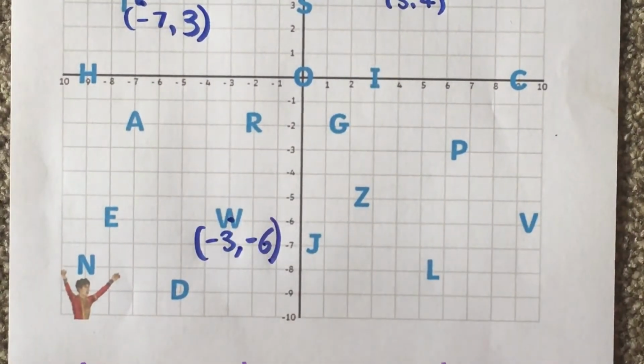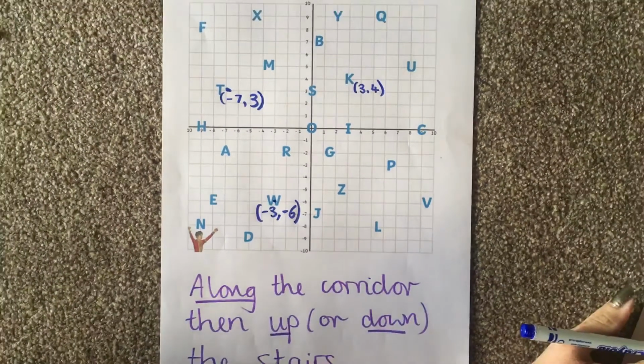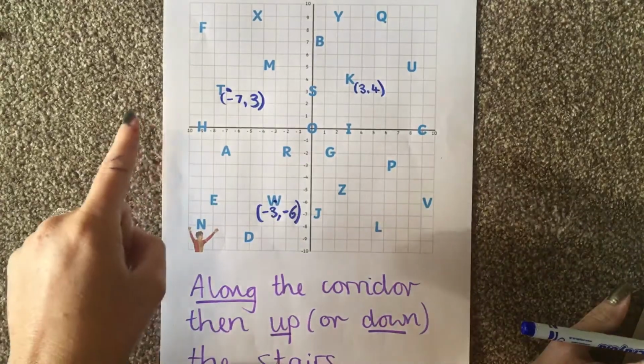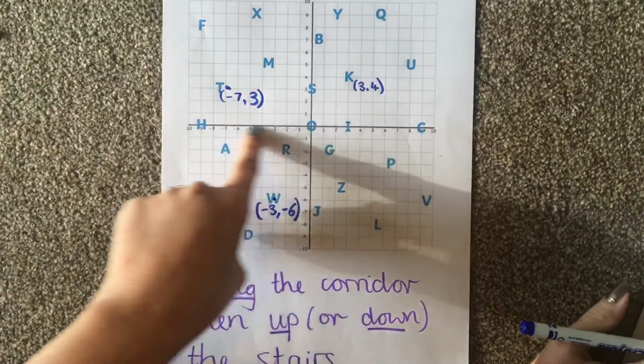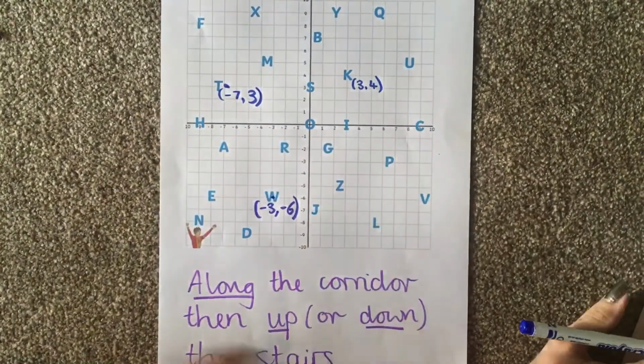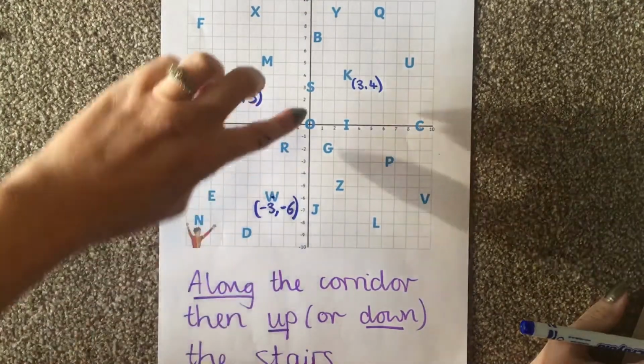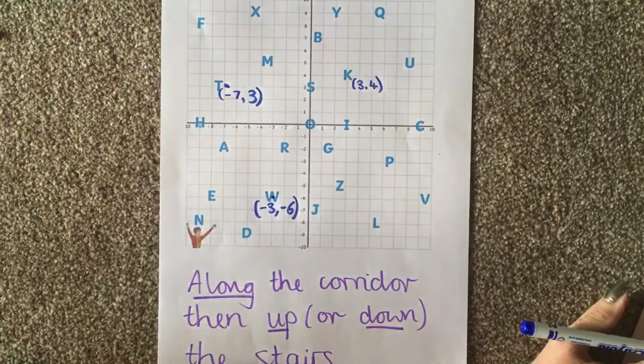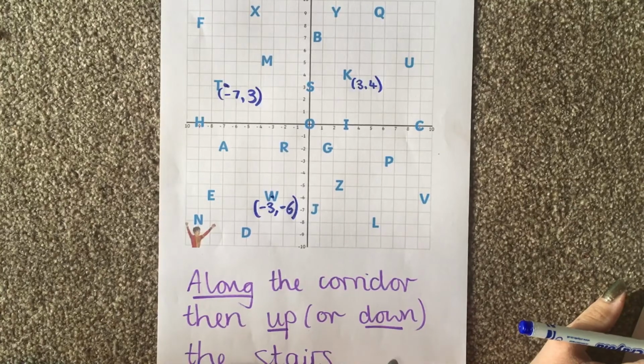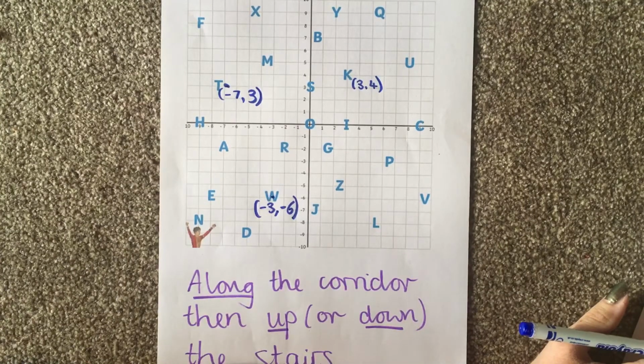So it works in just the same way as with all the others, that I start by seeing how far along my x-axis or along my corridor a letter or a point is, and then I see how far up or down my stairs it is. That order is really important. If you do that the wrong way round, it will give you a different answer. Have a go.